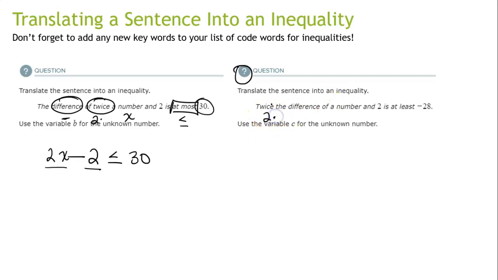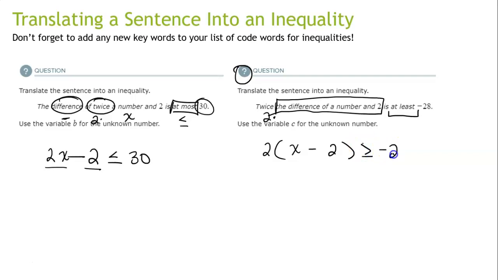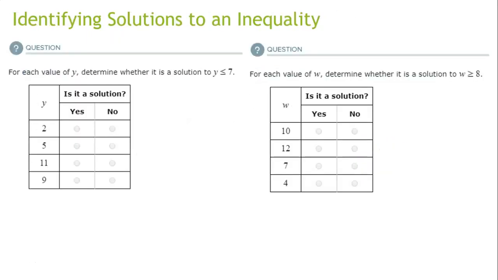Twice means 2 times something. Well, it's 2 times the difference of a number and 2. Well, I need to group those together. The difference of a number and 2 is at least, well, if at most is less than or equal to, at least is greater than or equal to. Make sure you have that written down before we move on.